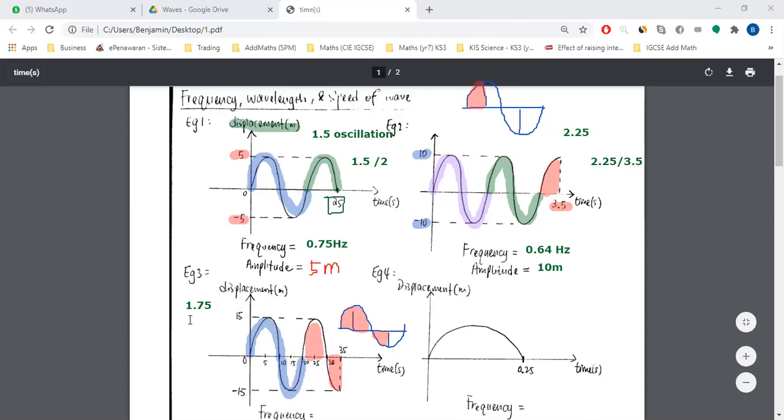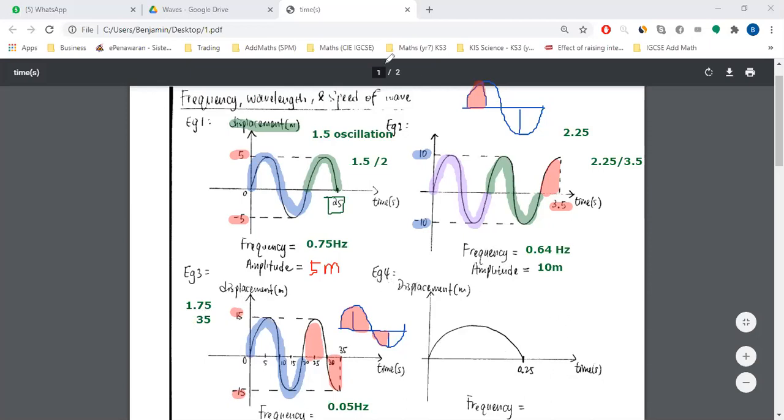Okay, in 35 seconds. So we divide by 35 seconds. Divide by 35, you get 0.05 hertz. 0.05 hertz, and the amplitude is 15. 15 minus 15, so just 15. It's always the same one. The crest and the trough, the amplitude is always the same, unless you have damping. Okay, later I will talk about damping.